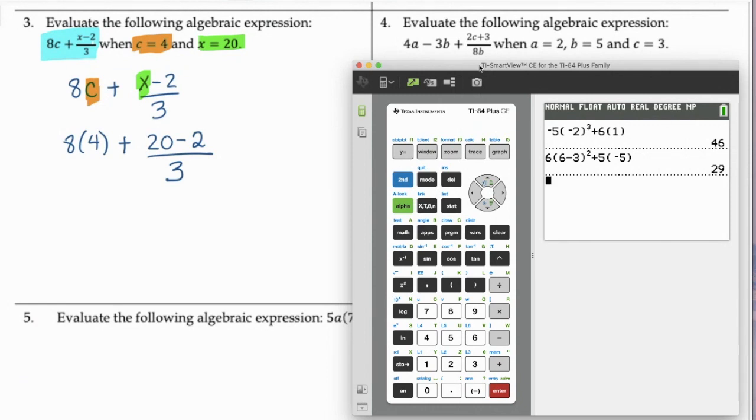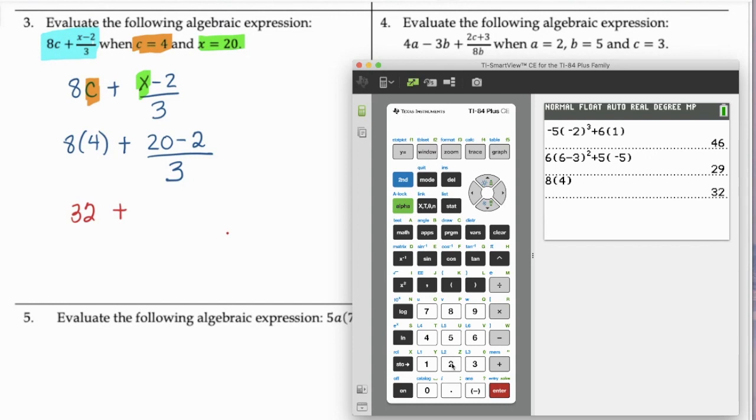Again, when I have a fraction, I want to do things slightly different than I would just by inputting everything. So what I'm going to do is the first piece in my calculator, 8 times 4. Enter. That gives me a 32. Plus. So here's where I'm going to have to break down just a little bit because I don't want to mess things up.